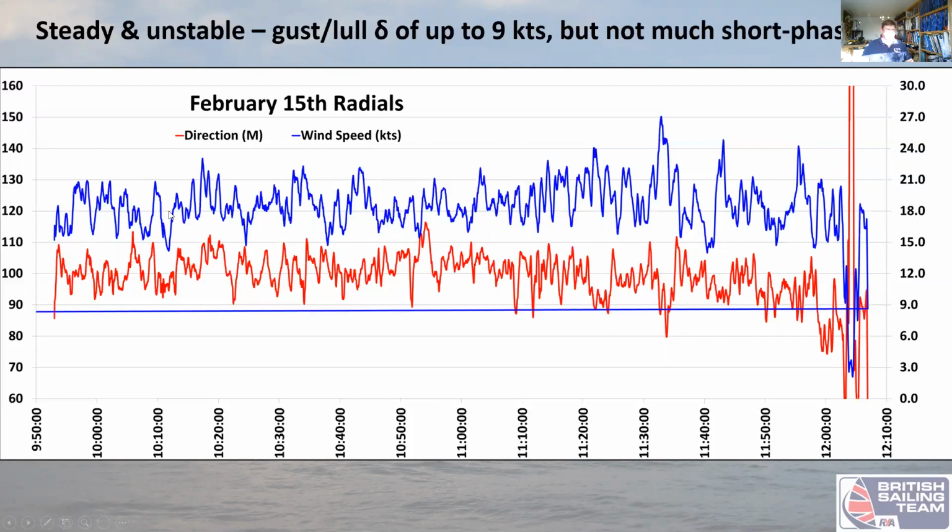knots is pretty significant. But then as soon as you get to late morning, so 11:30, noon, we start to get gusts to lulls of 9 to even 10 knots. And that's a massive difference between the top end wind and the bottom end wind. So this is a really nice example of steady and increasingly unstable wind. And in the afternoon, it just got completely nuts. Anyway, that's a different story.